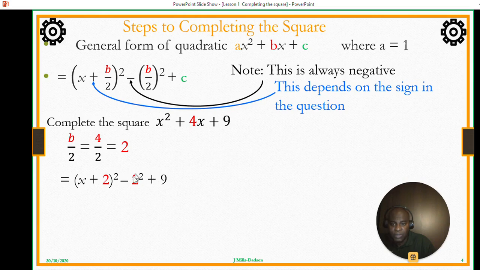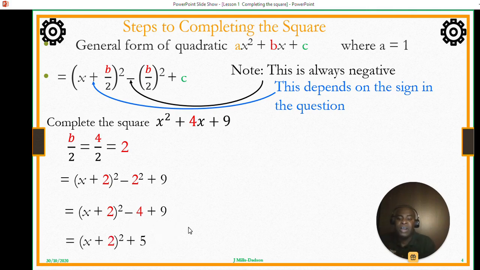You need to evaluate what 2 squared will be, which is 4. So next step, we have minus 4 plus 9. The only thing we need to do is to work out negative 4 plus 9. We now have our completing the square as (x + 2) all squared plus 5. So that means the dimension of the square will be x plus 2 on one side and x plus 2 on the other side. And we'll fill in with 5 smaller units. If you're going to use diagrams, this is what it's going to look like.